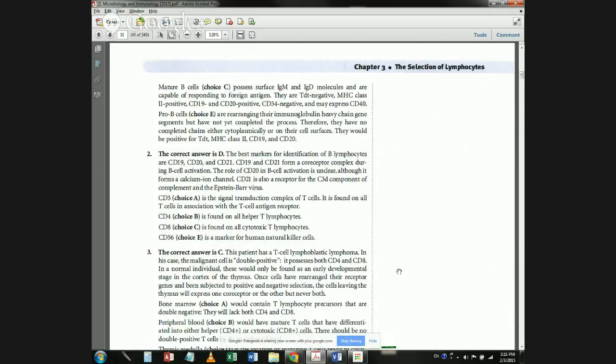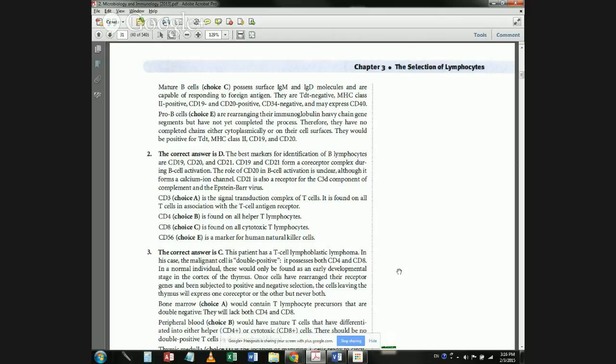In this case, the malignant cell is double positive. It possesses both CD4 and CD8. That's not cool. It's like overworking somebody. In normal individuals, these cells would be found as an early developmental stage in the cortex of the thymus. Once cells have rearranged their receptor genes and been subjected to positive and negative selection, the cells leaving the thymus will express one co-receptor or the other, but never both.